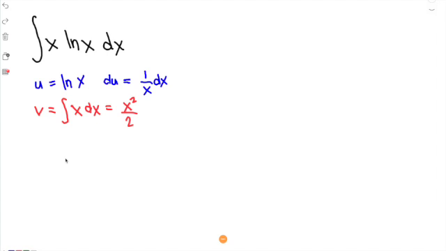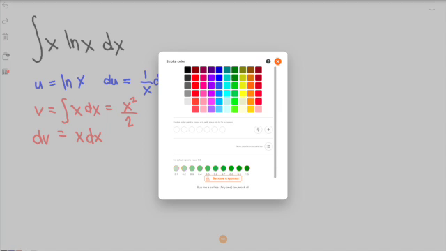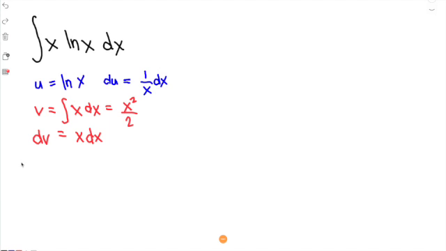Okay, so now, we still have one left. We need the dv, which would just be x dx. The integral of that would be v, which is x squared over 2. So now we have a value for u, we have a value for du, we have a value for v, and we have a value for dv. It's time to plug in these values to our general formula, the formula for integration by parts.